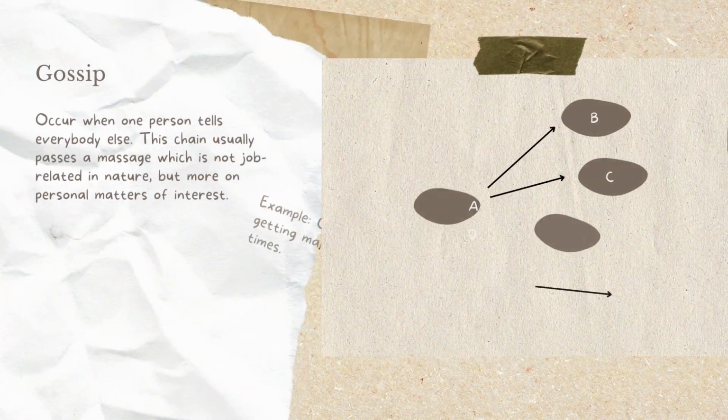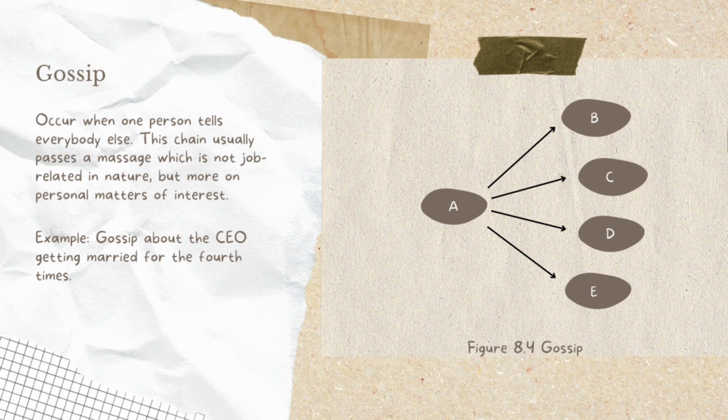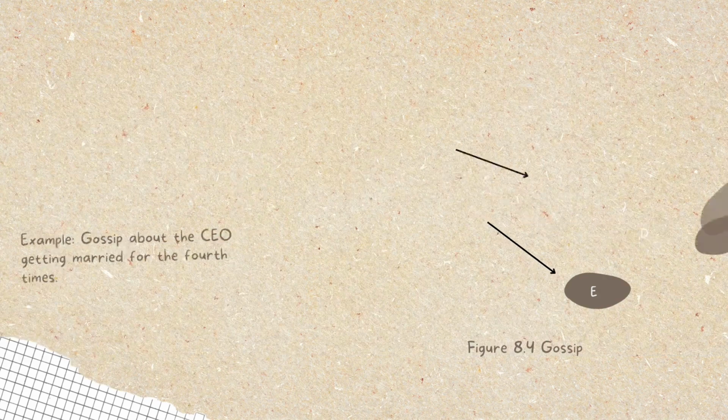Gossip occurs when one person tells everybody else. This chain usually passes a message which is not job-related in nature, but more on personal matters of interest. Example, gossip about the CEO getting married for the 4th time.